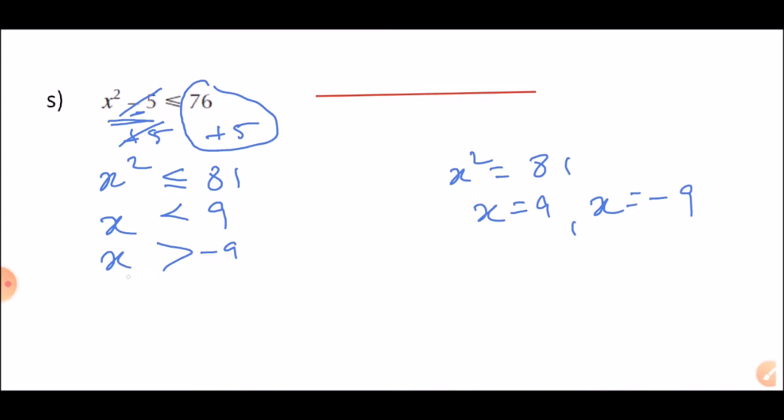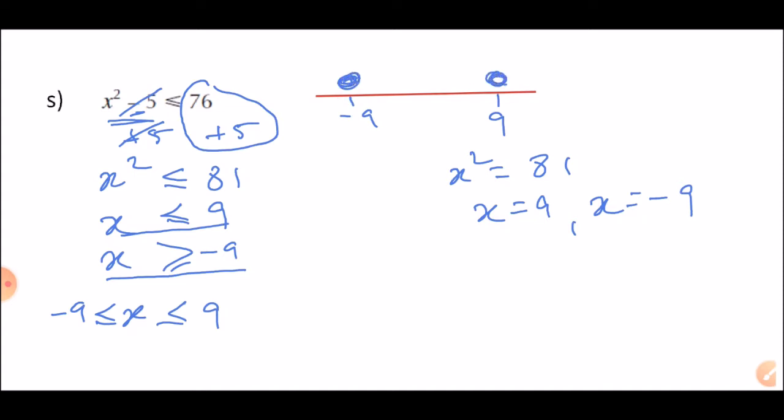We can see x has to be greater than minus 9, and we can see x has to be less than 9. So to put the signs in, because I can see minus 9 and 9, I put them on the number line, and because they're both equal I'm going to shade them in.